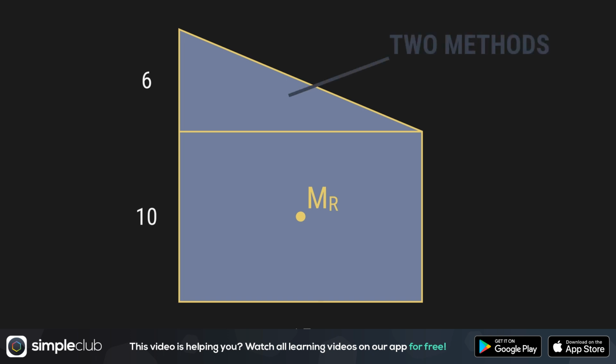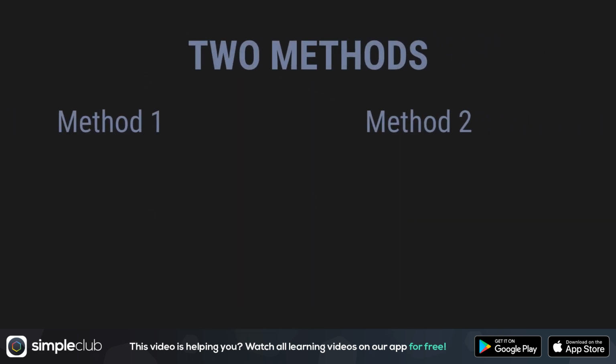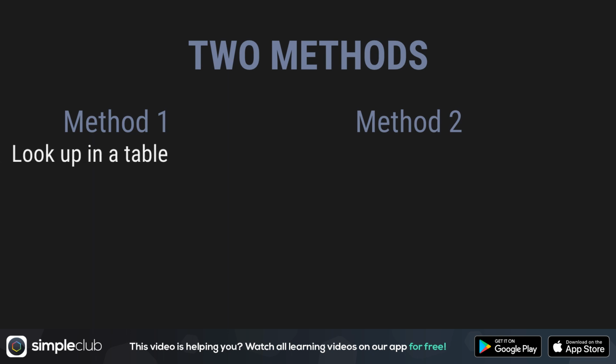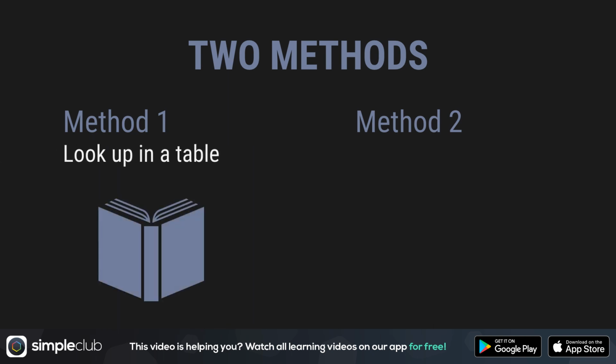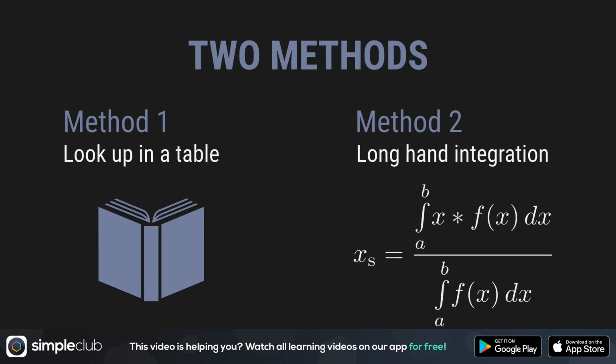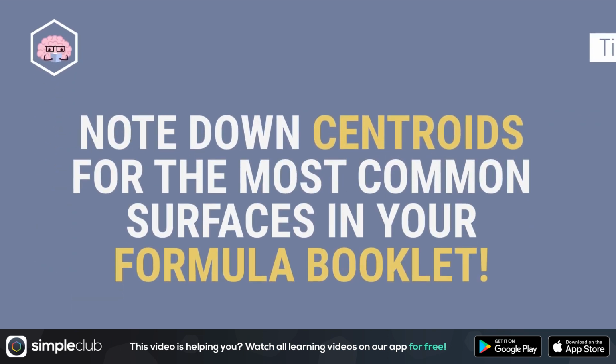Now, there are two ways to determine the centroid of a right-angled triangle. Here's method 1. We look it up in a table that simply lists the centroid. Or we use method number 2, which is to determine the centroid through integration by hand. Method number 1 is both easy and fast, and method number 2 is just horrid. With simple figures, you should just consult the tables for the answer. It's best to just note down the centroids for the most important shapes in your formula booklet.